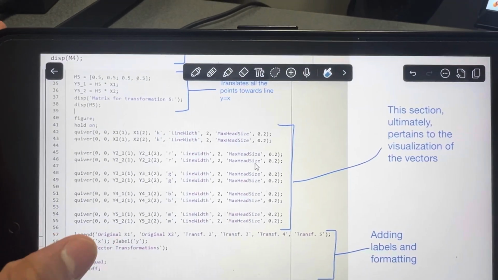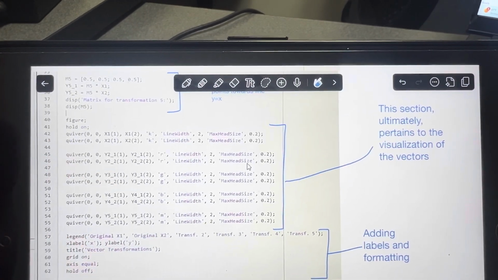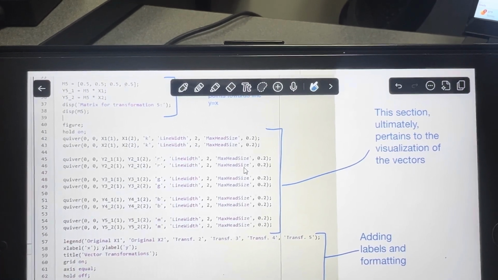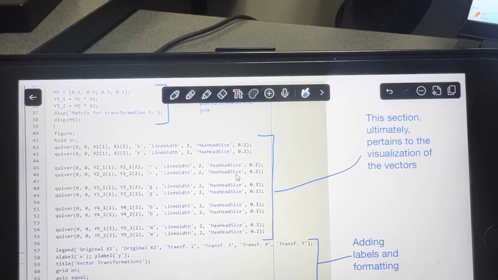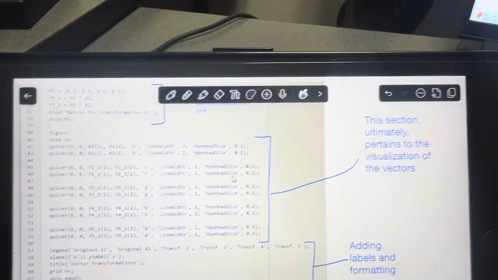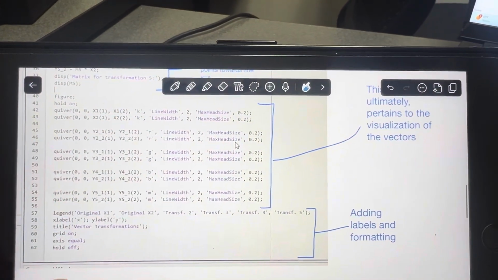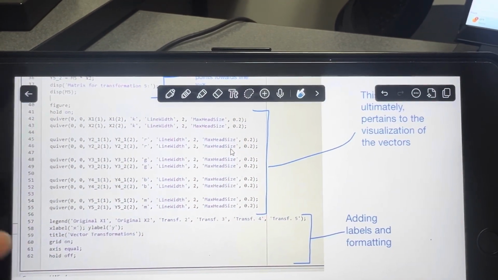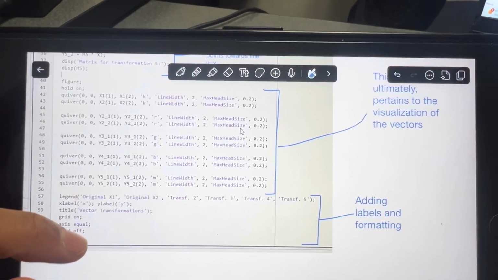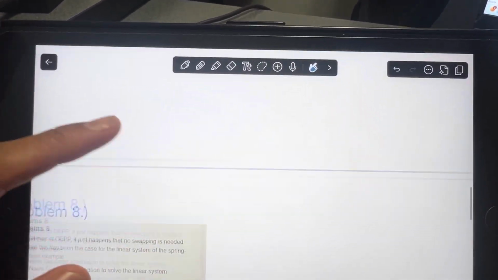Then this big segment here, basically what this is doing is it just pertains to the visualizations of the vectors. Then the following segment is just adding labels and general formatting. And that's the explanation for problem 3.